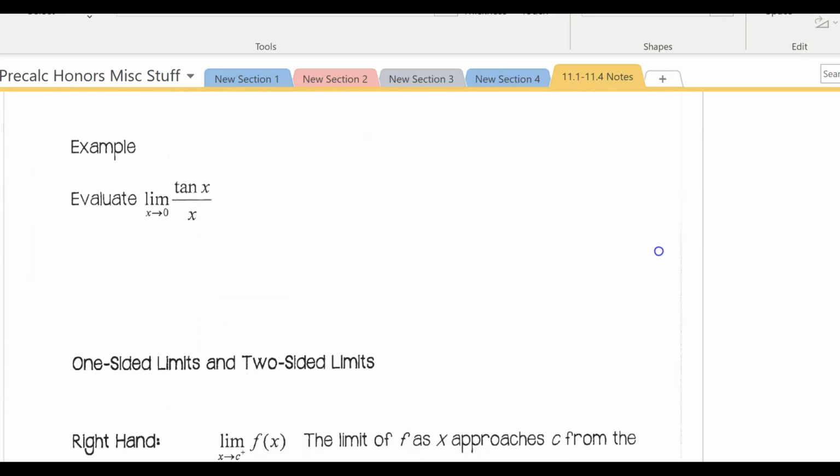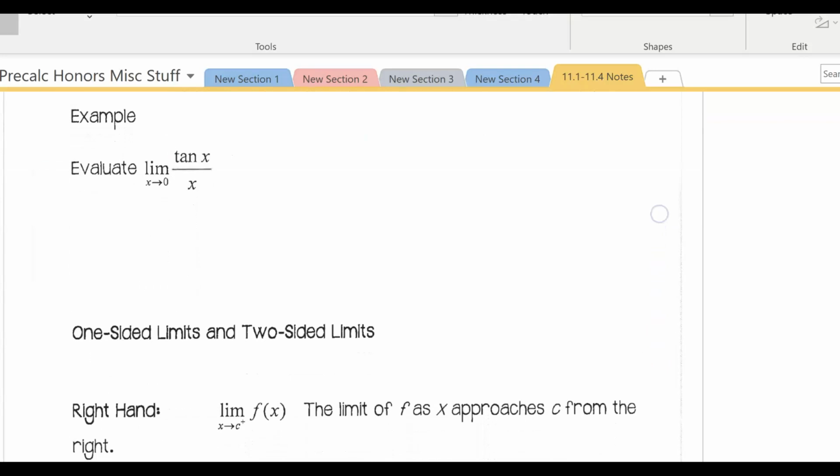Alright, moving on to another example. Again, we cannot substitute in 0 in the denominator, because we'll get something that's undefined. So when we have trig functions involved here, sometimes we're going to use identities to help us solve this. So let's do a little simplifying here.